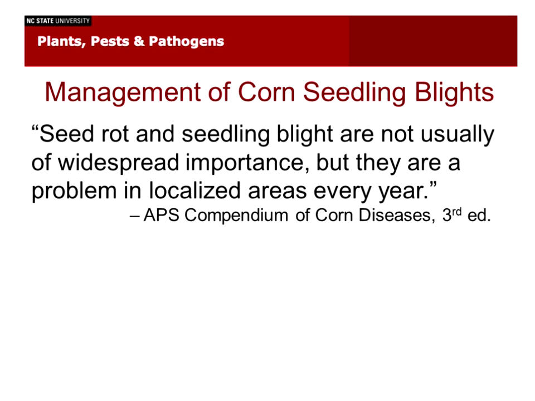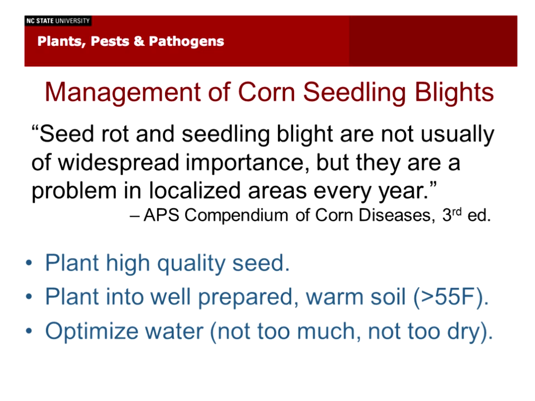So the question was whether it was old seed. Good question, excellent question. But no, this seed was new seed produced for this growing season. And that is exactly what you want to do to avoid these problems: plant high-quality seed, plant into well-prepared, warm soil over 55 degrees Fahrenheit, because below that, the corn seed is not very metabolically active and not able to recover from the damage that's done during the germination process. It can be more susceptible to these fungi, which, again, I don't know if it came from the seed or from the soil. And optimize your water.